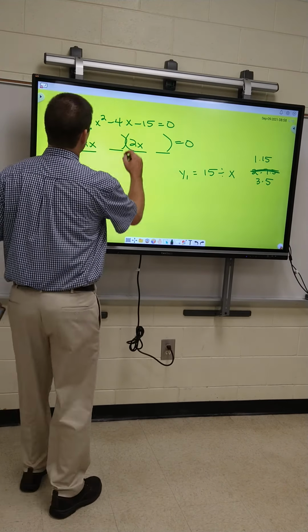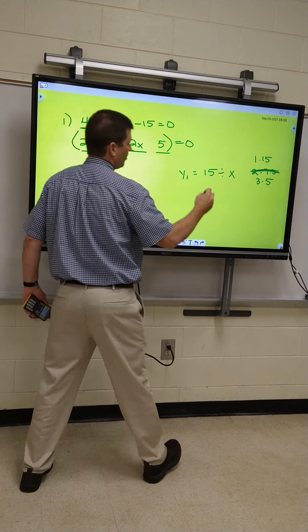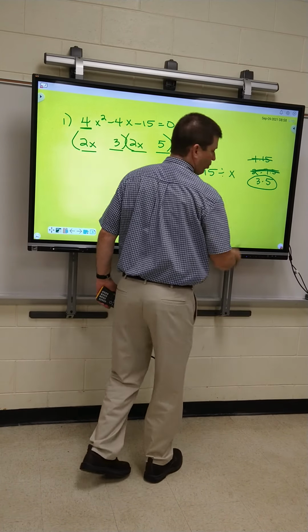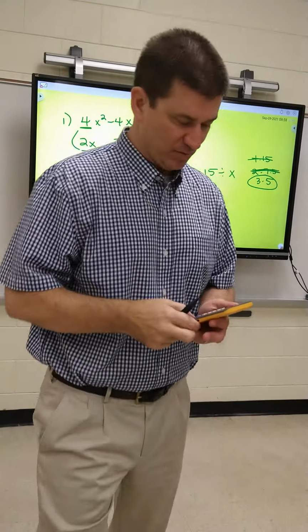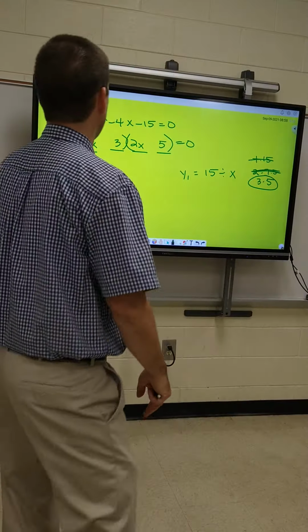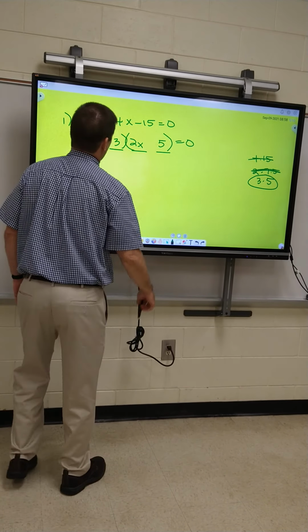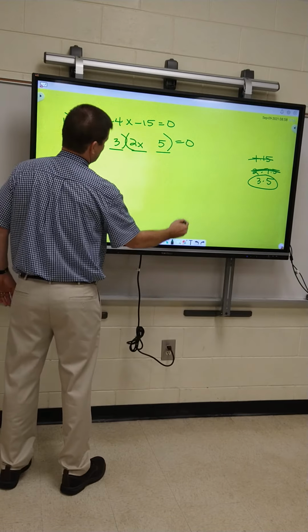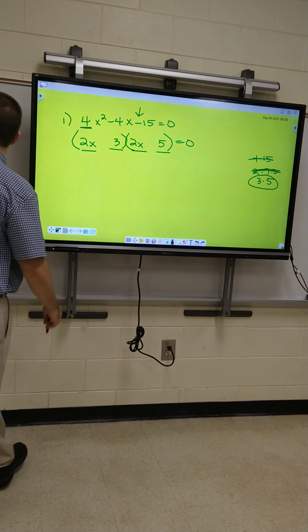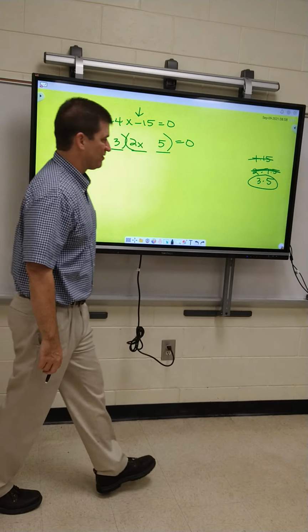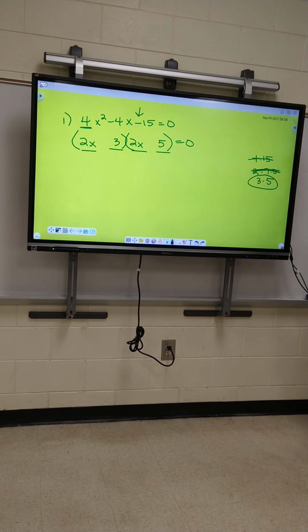All right, so we're going to do 3 and 5. Why are we doing 3 and 5 and not 1 and 15? Why? Closer together. Always use the ones closest together. All right, now look at your signs. Y'all got to look at the second sign. When your second sign is a minus, your signs have to be different. I need to write that on the board. All right, so when the second sign is minus, the signs have to be different.